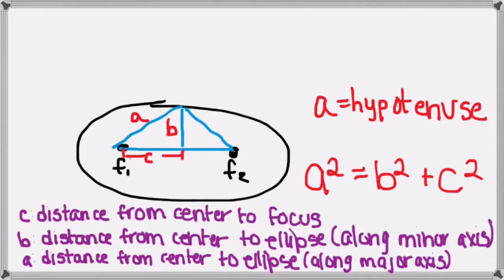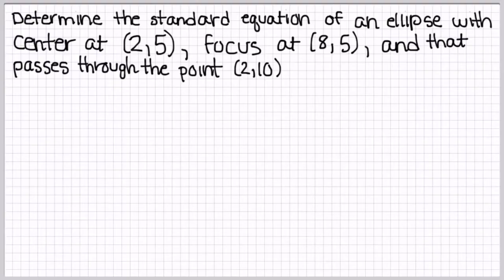Okay, I had already mentioned that c is the distance from the center to the focus. B is the distance from the center to the ellipse, and this is along the minor axis, which is the shorter axis. And A is always the distance from the center to the ellipse along the major axis, or the longer axis. And I haven't indicated that value of A here, but in addition to being that hypotenuse, it's also this distance here. And now let's look at an example.